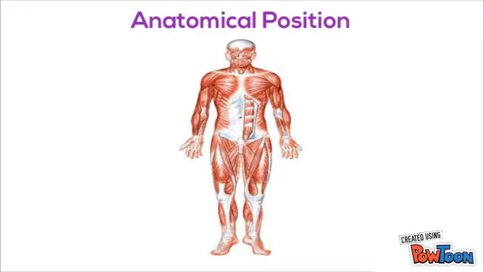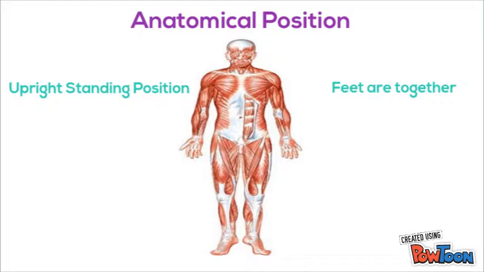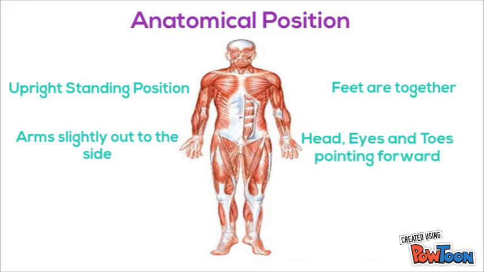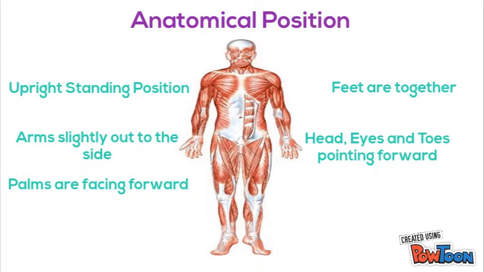Anatomical position is used to describe the locations and relationships of anatomical parts on your body. An anatomical position requires a person to be in a standing upright position, feet together, arms slightly out to the side, head, eyes, and toes pointing forward, and your palms are facing forward.